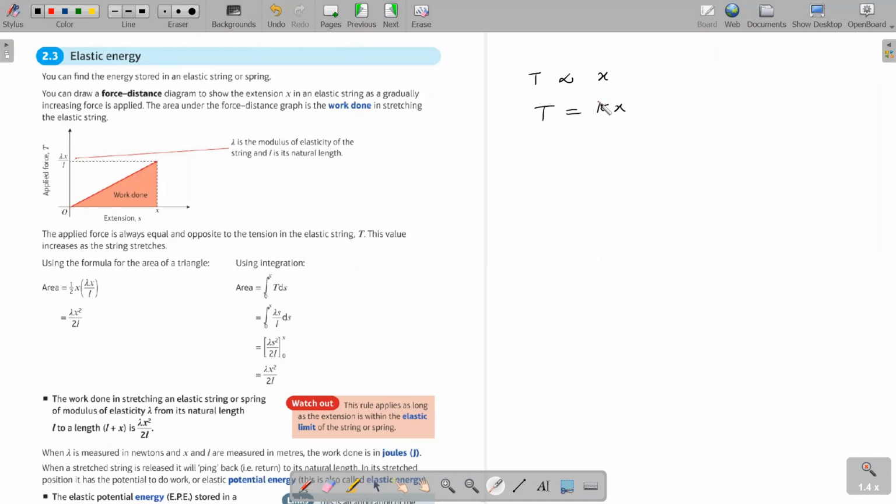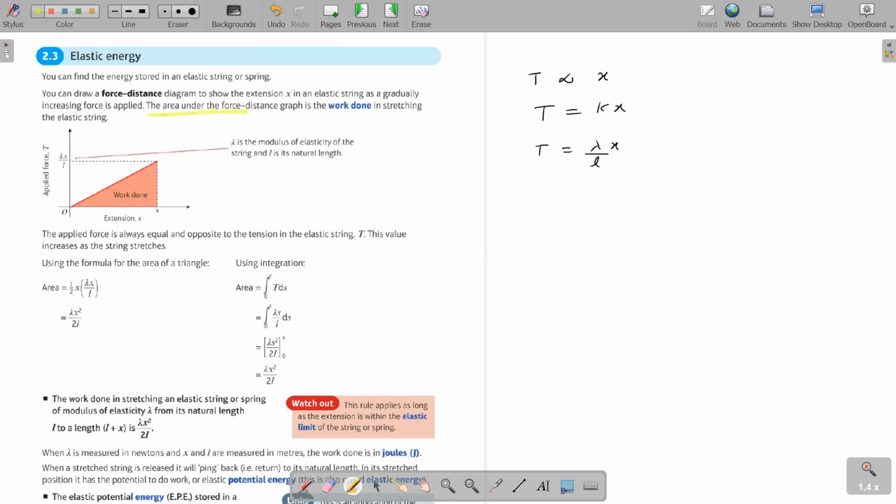So this k value, when you remove the proportional, is what we have found as lambda over L, isn't it? T equals, the k value is lambda over L here, which is completely a constant. So this is basically a y equals mx type graph. So basically it is a straight line with a positive gradient that goes through the origin. So this is really important.